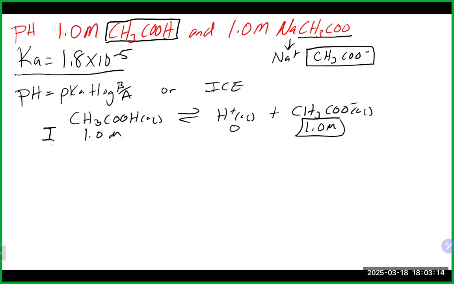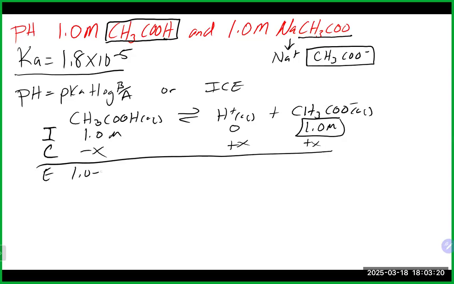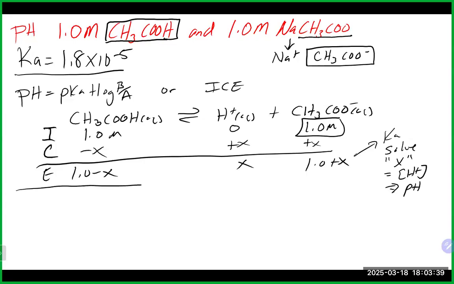You would go with your x's like normal, and that would get you 1 minus x, x, and 1 plus x. Again, this would go into our Ka. We would solve for x. X in this case would equal the H plus concentration. And then you could go into the pH equation if you wanted to. That is perfectly fine if you want to go that way.